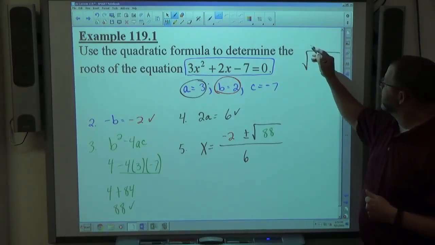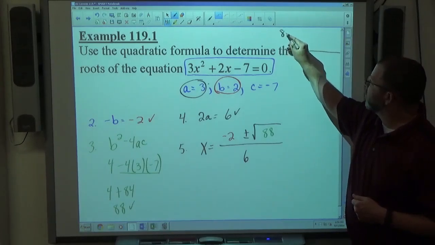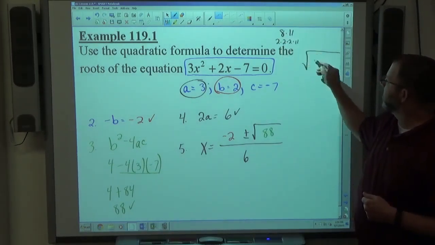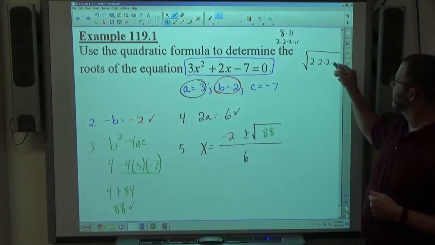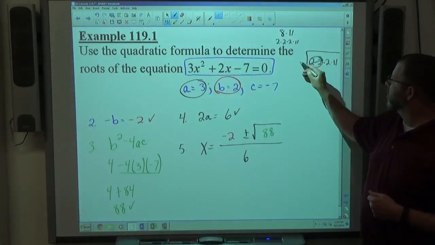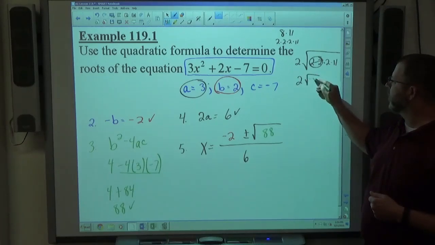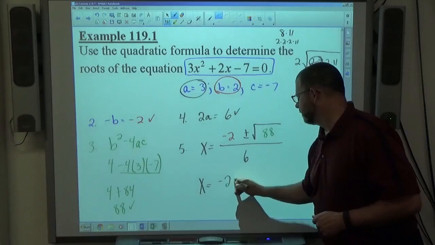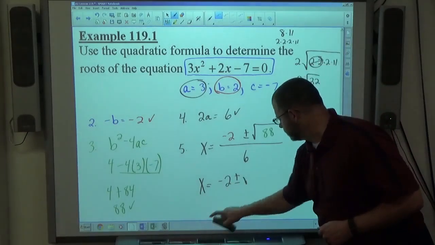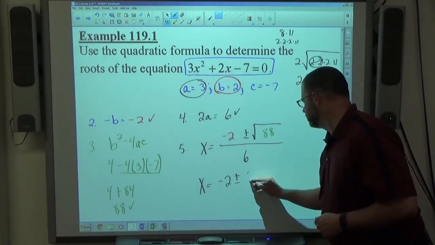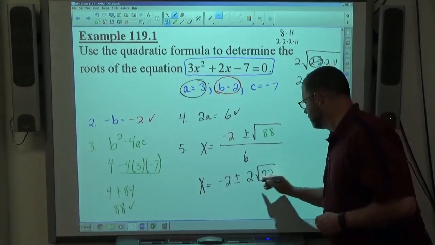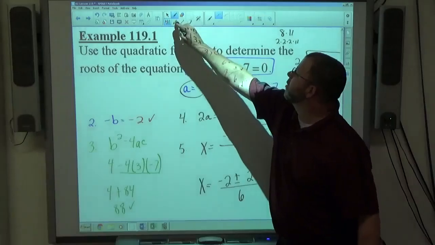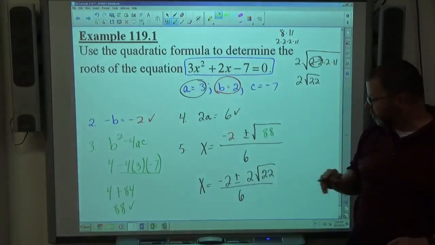The one last step I'd expect everybody to do, because we've dealt with this already this year, if I look at 88, 88 is 8 times 11, right? And that's 2 times 2 times 2 times 11 if I break it down completely. A pair of 2's gets to come out as a 2, so we get 2 times the square root of 22. That's better than the square root of 88.